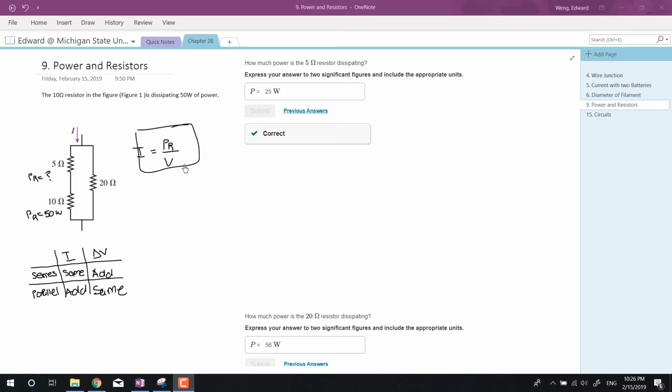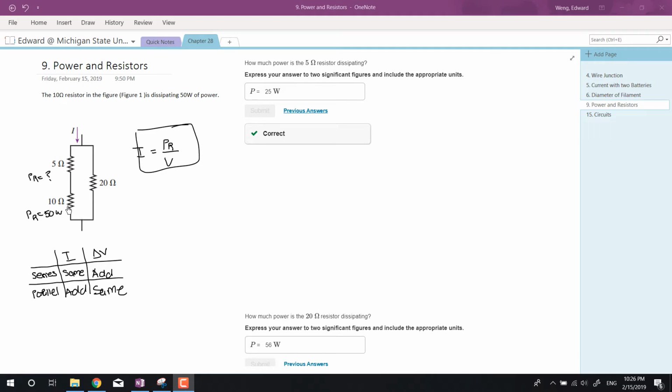Alright, so for this problem, Physics 184, still in Chapter 28, problem 9, power resistors, we're given that the 10 ohm resistor in the figure right here is dissipating 50 watts of power, which I wrote out. And the question is, how much power is the 5 ohm resistor dissipating, which is the resistor right above this one.